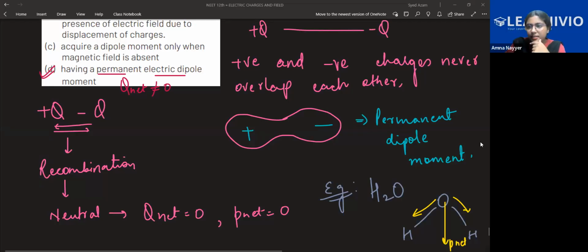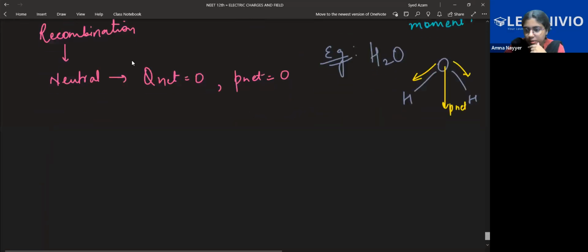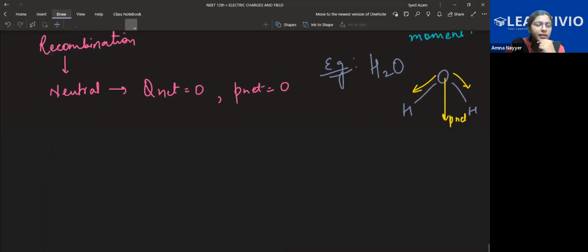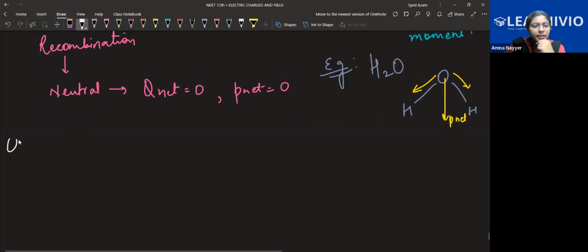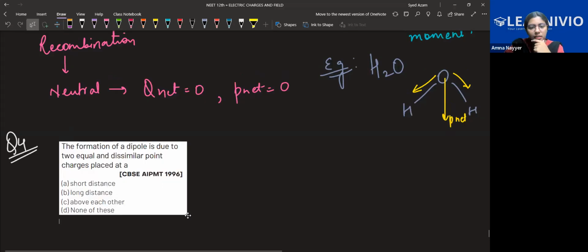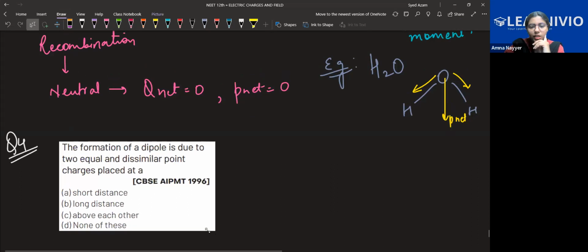Okay, class, just one last question from this, from the theoretical part, I just wanted to discuss. See, the definition of a dipole moment. There was one question that has come from the definition of dipole. It's an easy question. So I just want you both to answer me what is the correct answer to this according to you. Just tell me in the chat box, both of you.